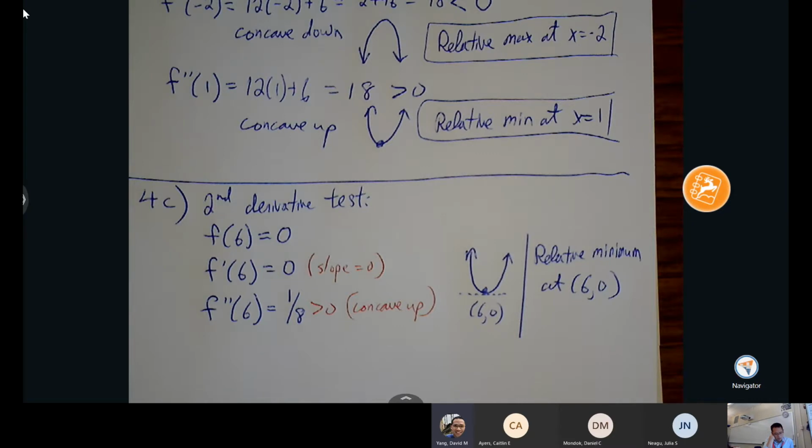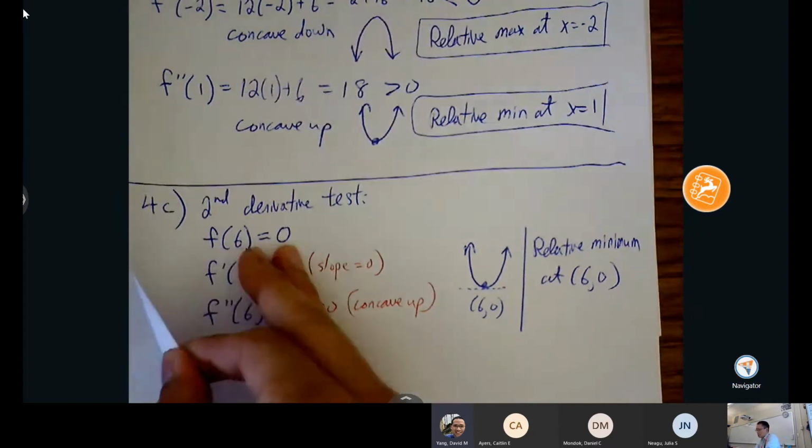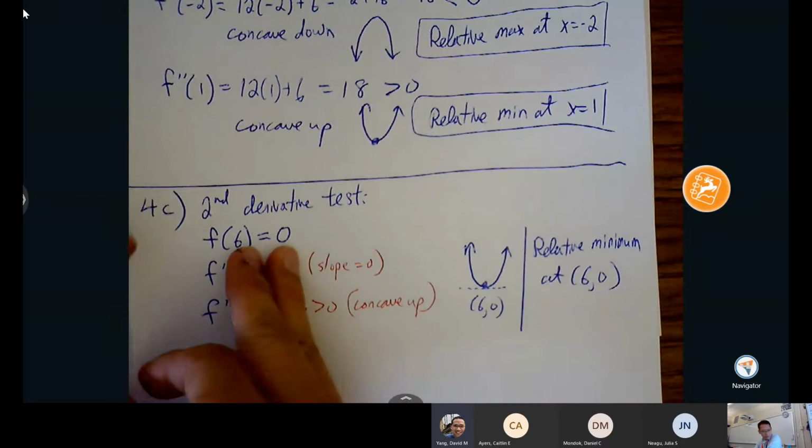Let's see. Okay, how about mean value theorem here? I got a problem from the textbook.